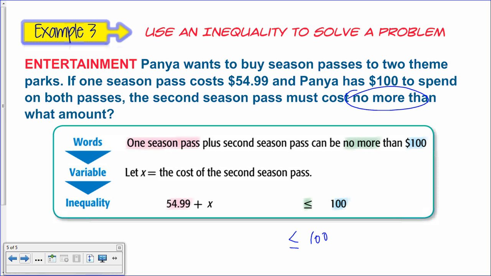That's got to be the total, both of them added together. It's got to be at most 100 because that's all the money she has to spend. And then of course, I can just add those two amounts. It's got to be less than or equal to 100. That's a pretty easy one, right?